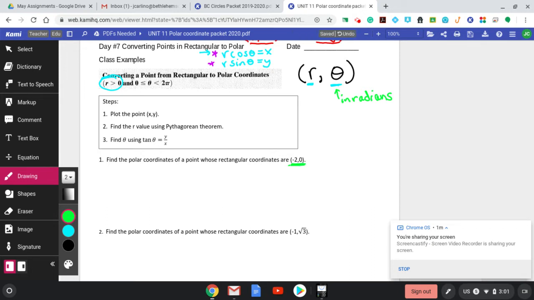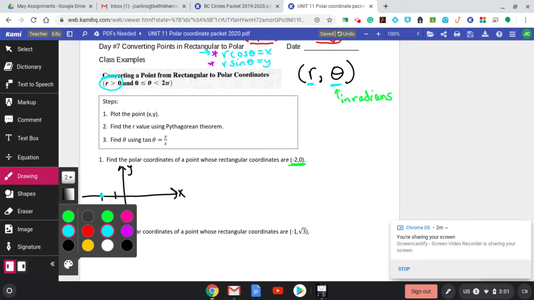What I want you to do every single time today is to graph that rectangular coordinate. So here's my quick graph. If I said, where's -2, 0, where would you put it? You'd say, -2, right here, 0. So there's where that point would be. And now what I'm asking is, if I put that on the polar graph, where would it land?